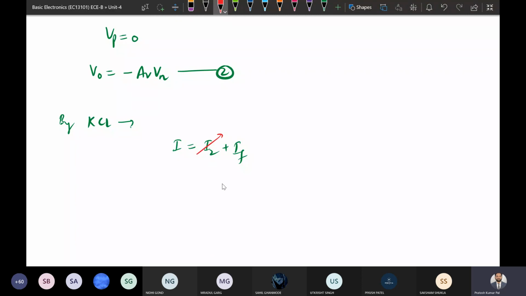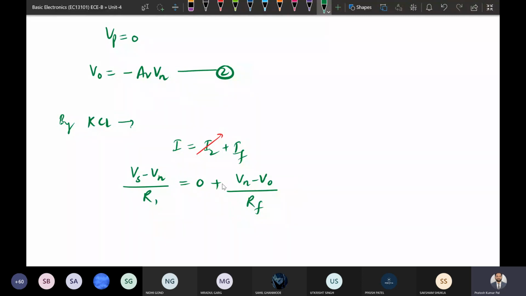So we will apply the KCL. I will be represented by the current Vs minus Vn divided by R1. Vn we had assumed 0 because of the virtual ground, but this time we will not assume it 0. So that equals 0 plus If, which is nothing but Vn minus V output divided by Rf.